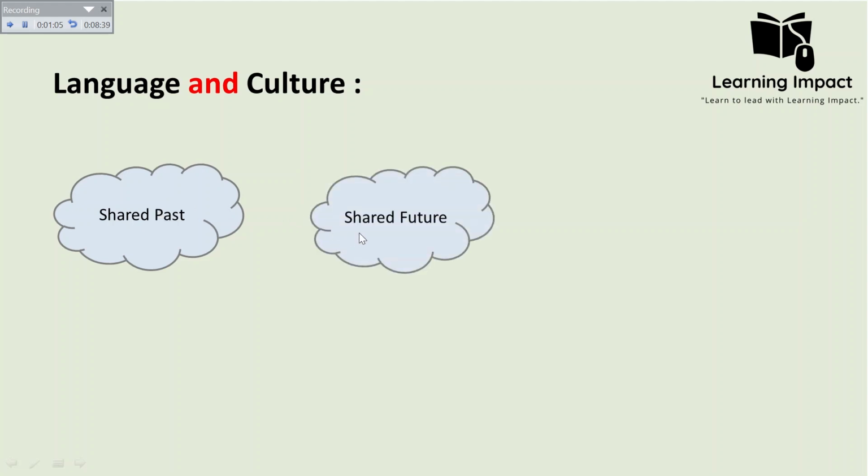And the other is that it also gives us a shared future. For example, without language, we would not be able to plan for the future. We would not be able to share our planning with others. So it is language that makes it possible for us to share our future plans with our fellows. And similarly, language is a medium of our expression. Language allows culture to develop by freeing people to move beyond their immediate experiences, and it also helps them to express their emotions and feelings to others.